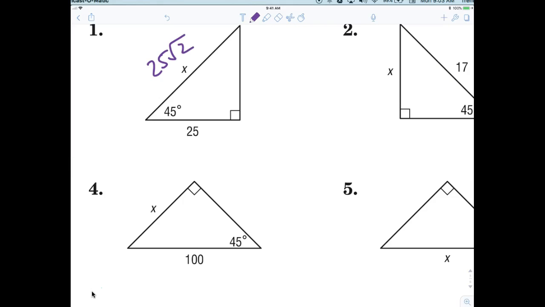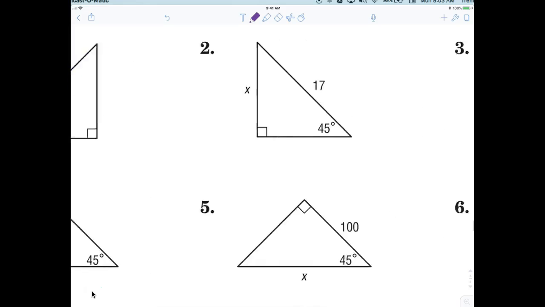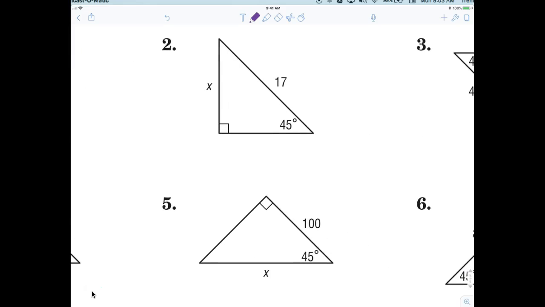25 radical 2. All right, bless you. Number 2, x would be 17. Good, but I'd first like for you to say it's 17 divided by radical 2. Everybody with me on that? And then when you rationalize the denominator, we would say it's 17 radical 2 over 2, or she's correct, 8.5 radical 2. All right, but we just don't use decimals.